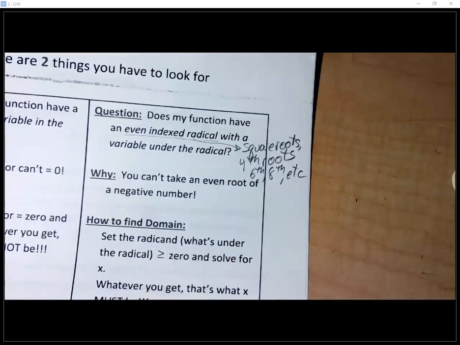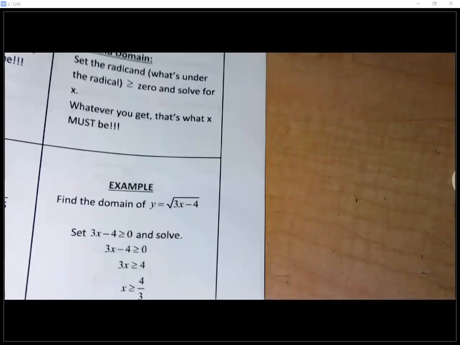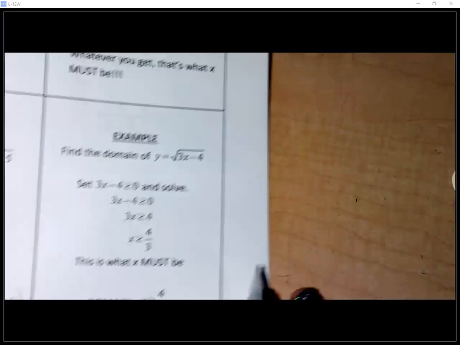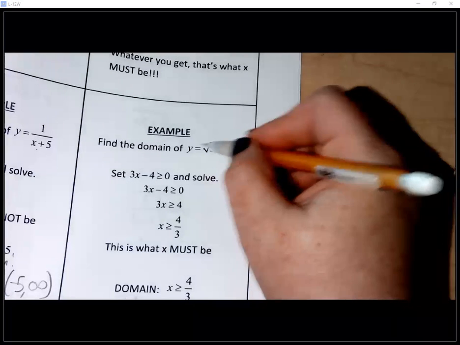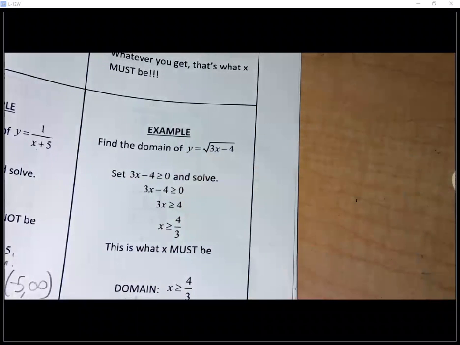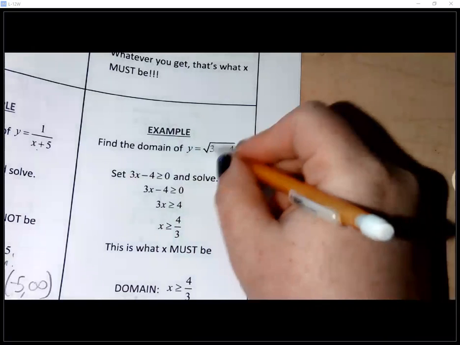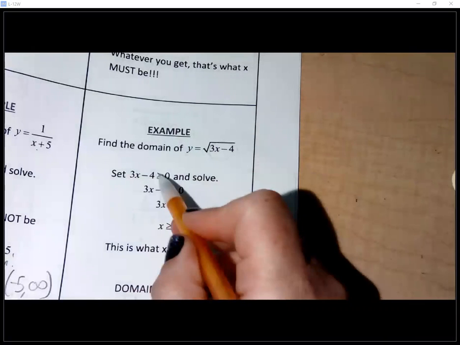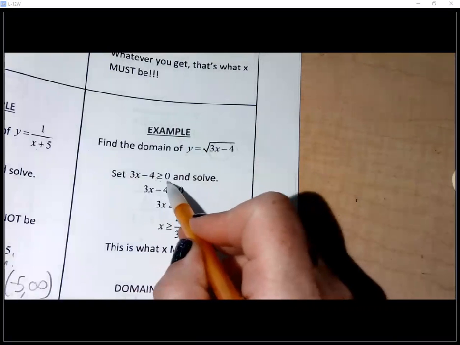So let's look at the example. We are asked to find the domain of y equals the square root of 3x minus 4. Square root, that's the time that I have to be concerned. So what do I do? I take whatever is under there, 3x minus 4, and I set it greater than or equal to 0.